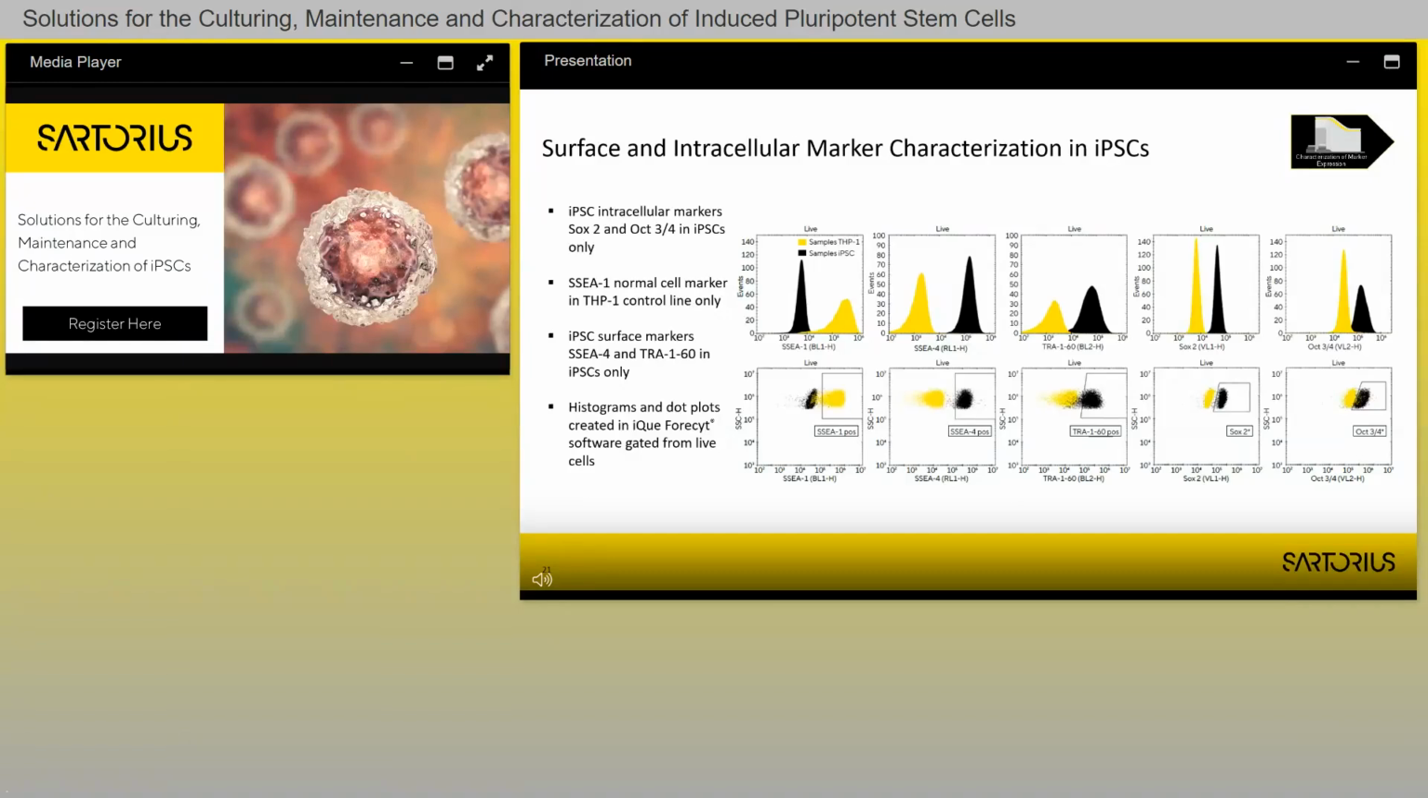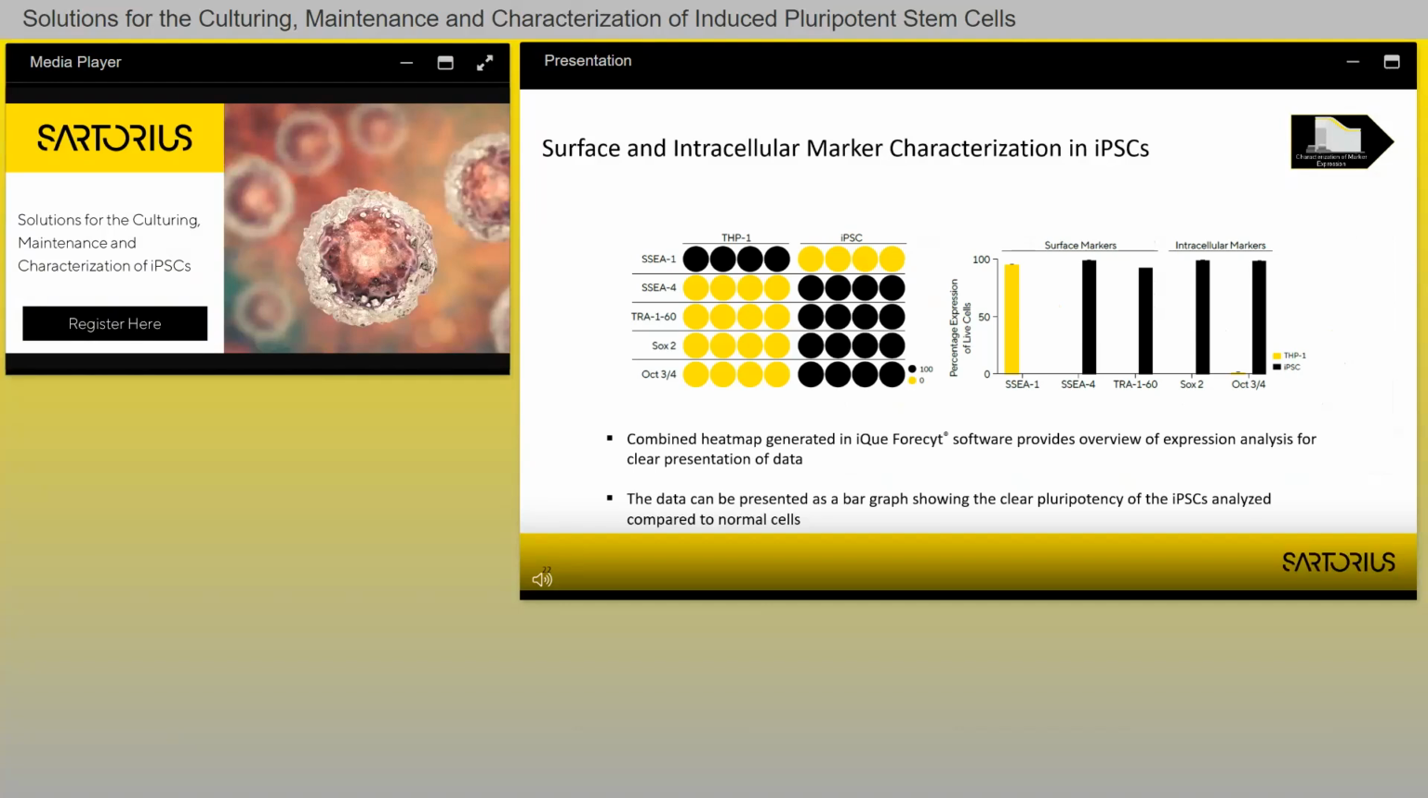Both these histograms and dot plots were created in iQue Foresight, and the populations you see here are gated from live cells, so this is just live cell expression of these particular markers. What we've shown here is that using the iQue, we can characterize our iPSCs for 4 different pluripotency markers, and also look at a normal cell marker in SSEA1, and compare the iPSCs to a normal control cell in THP1s.